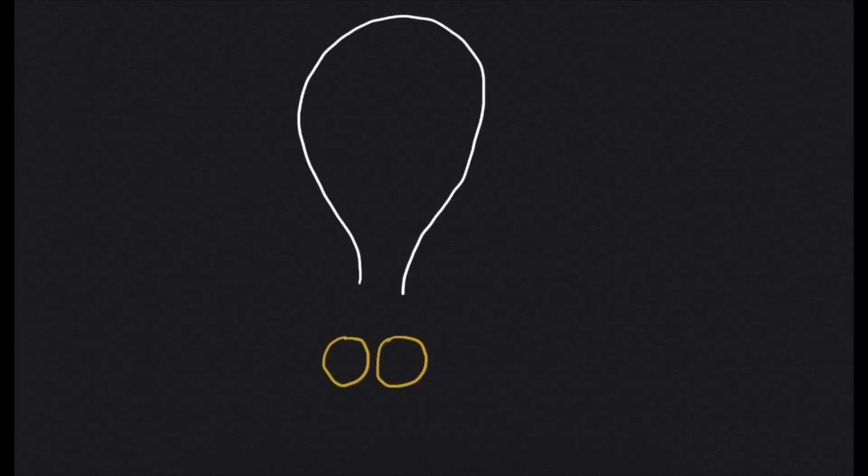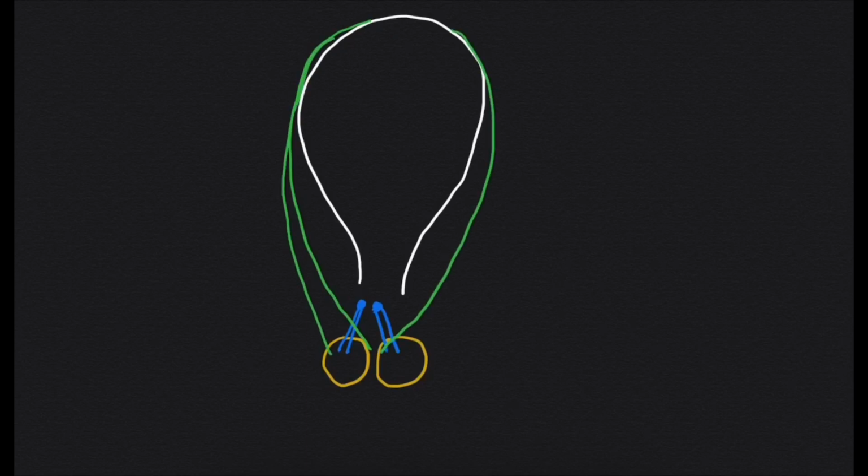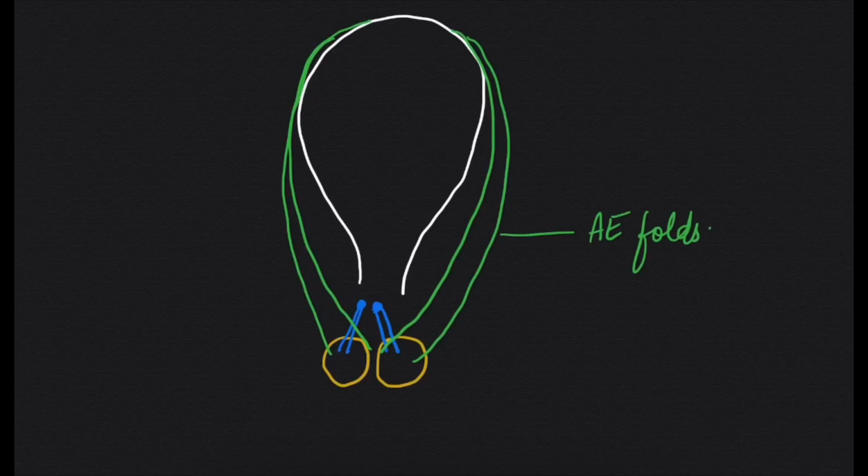Now coming to the laryngeal inlet. What structures make the laryngeal inlet? We will learn it through a diagram. So this is the AE fold in the green, blue ones are the vocal cords, yellow is the arytenoid, and white is the epiglottis. So we'll start with the laryngeal inlet. Okay, we'll start from the sides. Whatever I have marked in red, this is what is forming the laryngeal inlet.